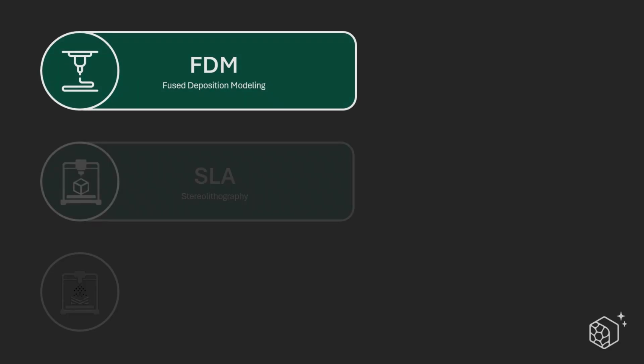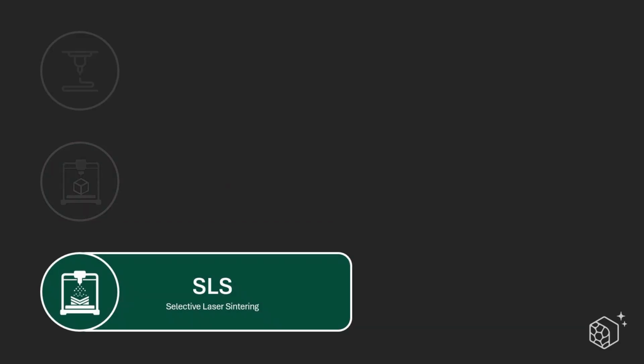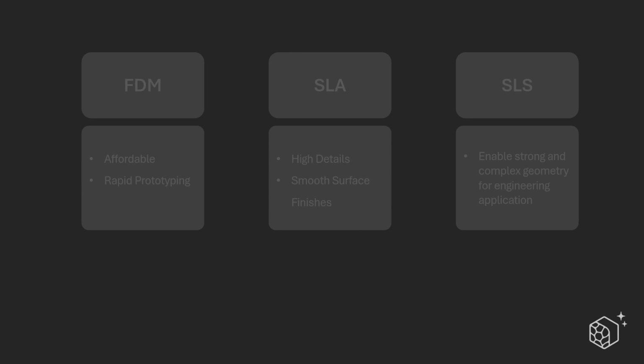In this video, we explored three major 3D printing technologies: FDM, SLA, and SLS. Each technology has its own advantages and is suited for different applications. FDM is affordable and widely used for rapid prototyping. SLA provides very high detail and smooth surface finishes. And SLS enables strong parts and complex geometries for engineering applications.